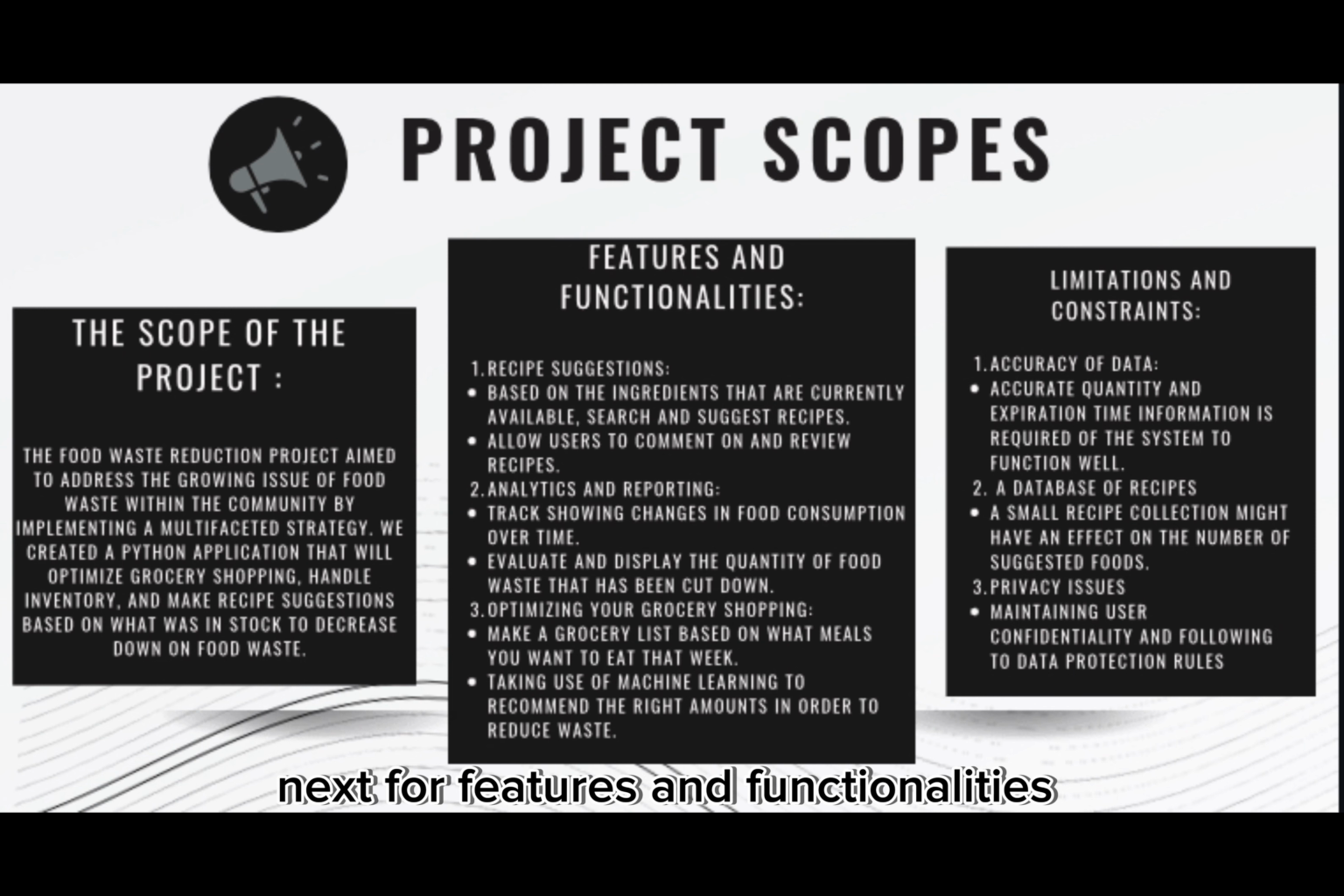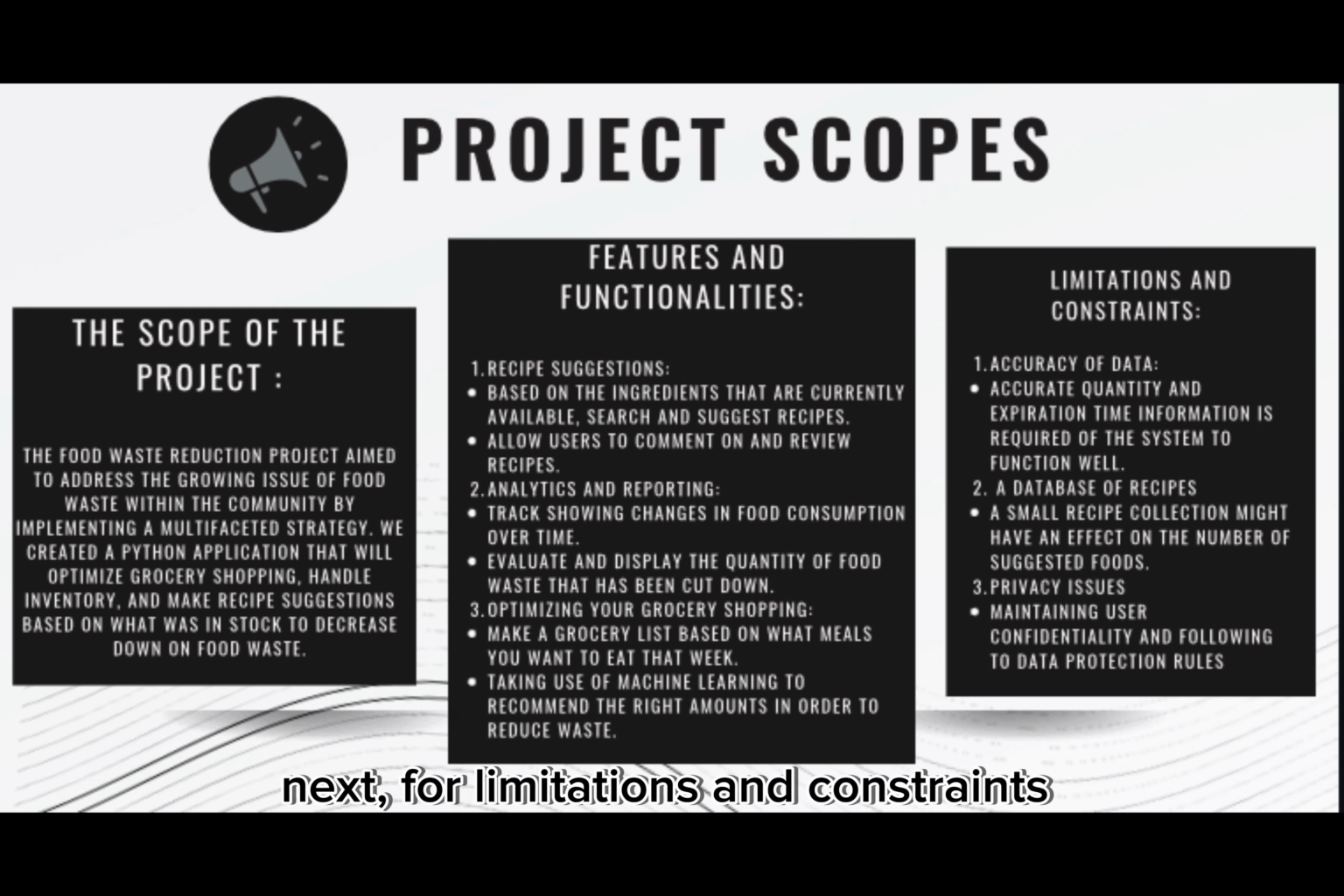Next, for features and functionalities, first, recipe suggestion. Based on the ingredients that are currently available, it searches and suggests recipes, and allows users to comment on and review recipes. Second, analytics and reporting. It tracks changes in food consumption over time, and evaluates and displays the quantity of food waste that has been cut down. Third, optimizing your grocery shopping. Make a grocery list based on what meals you want to eat that week, making use of machine learning to recommend the right amount in order to reduce waste.